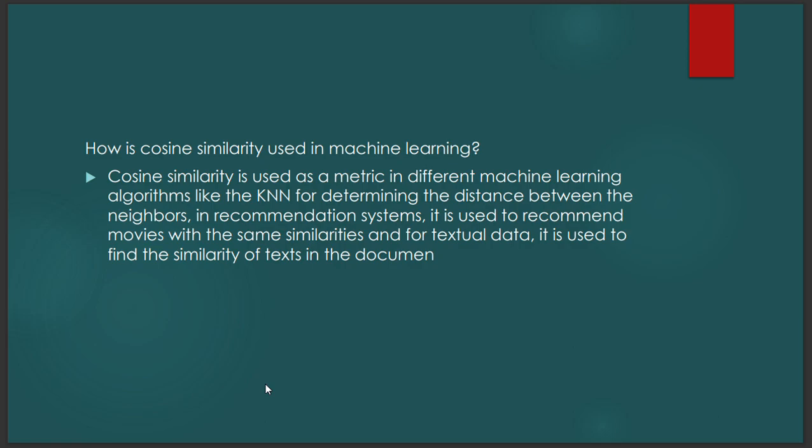How is cosine similarity used in machine learning? Cosine similarity is used as a metric in different machine learning algorithms like K-nearest neighbor for determining the distance between the neighbors. In recommendation systems, it is used to recommend movies with the same similarity, and for text, it is used to find the similarity in documents. Later we will discuss the machine learning programs and measure using this kind of metric, cosine similarity.